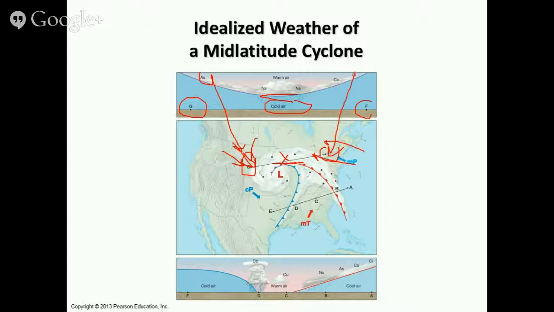We can do the same thing with points E to A. You're looking at the warm sector here, and that's what's indicated by our MT. Remember, that's maritime tropical. Tells us two things. Those are first and second level indicators of our air mass. And then behind that, once we get to point E, we're in our continental polar.